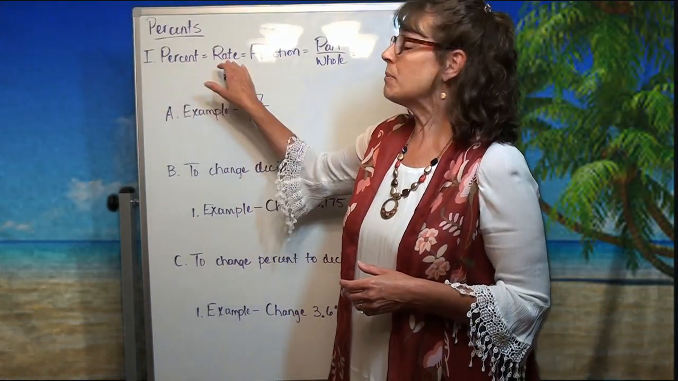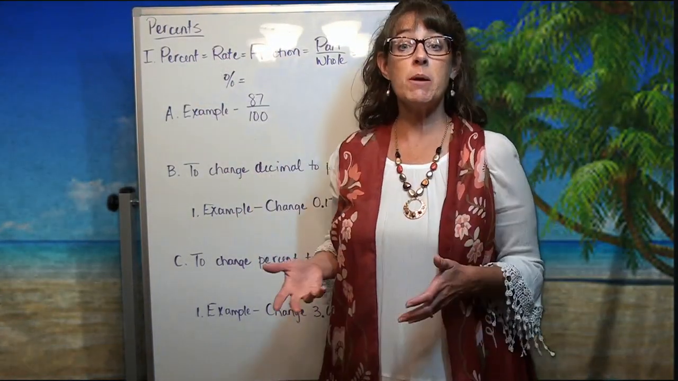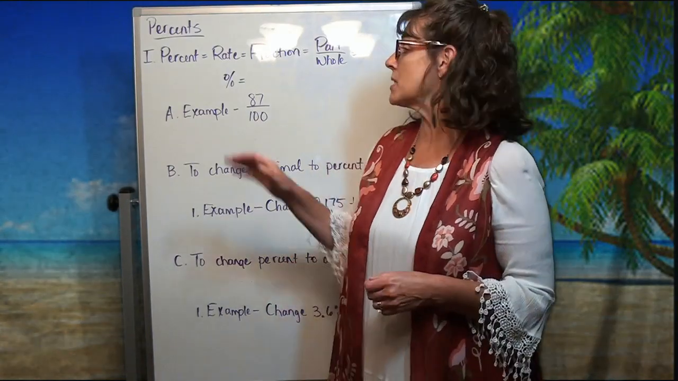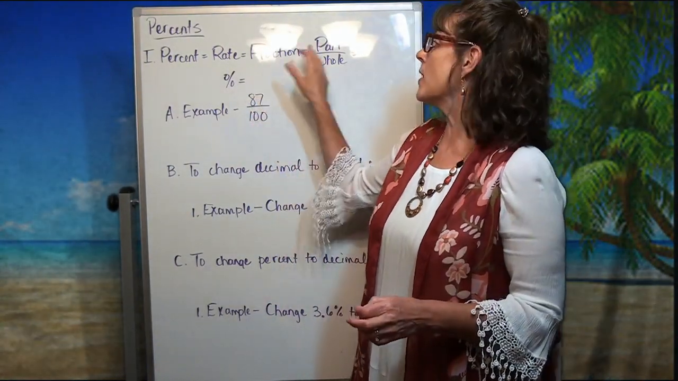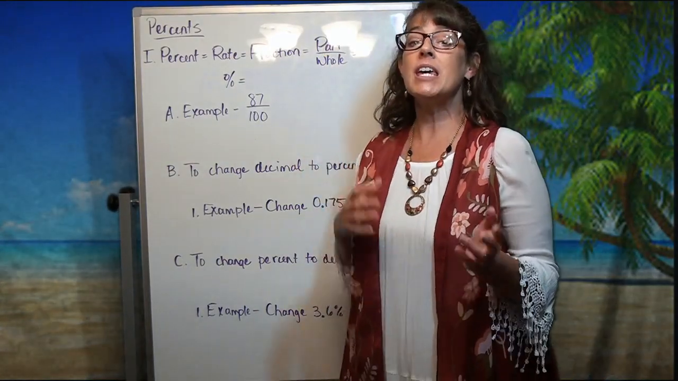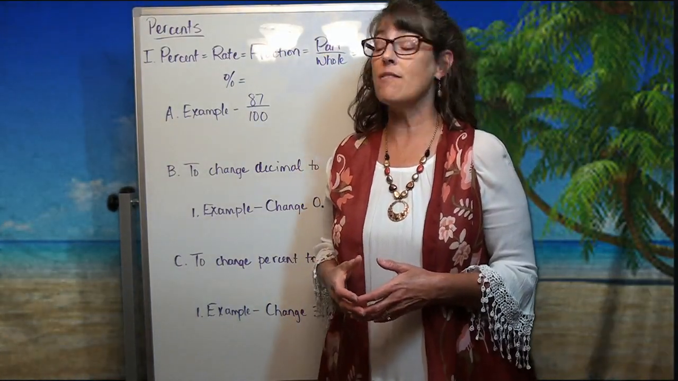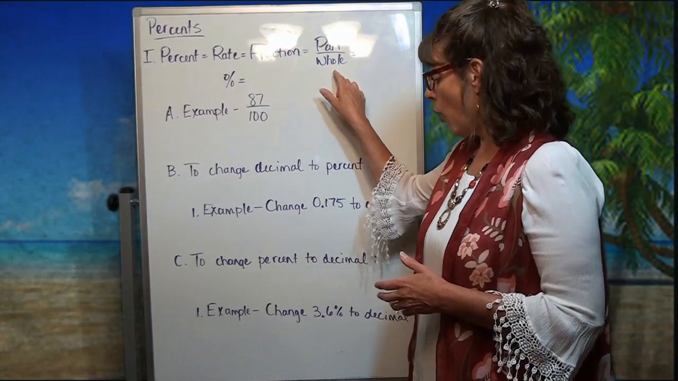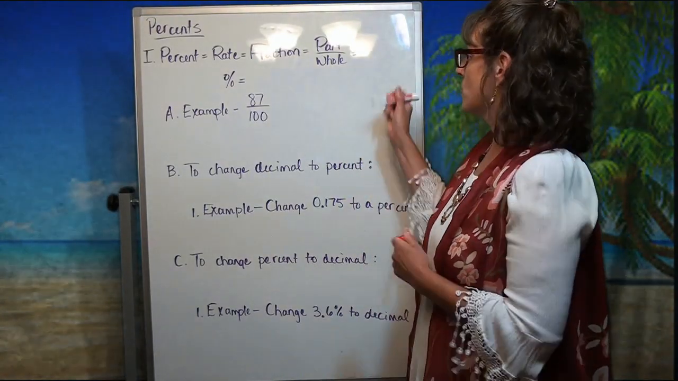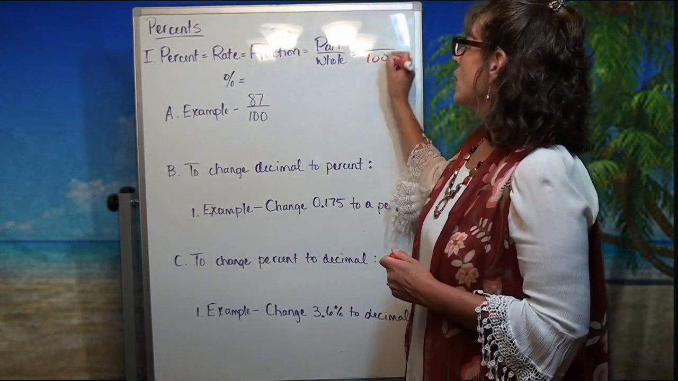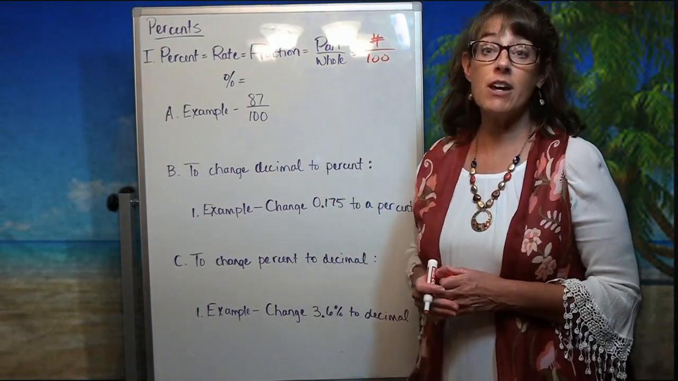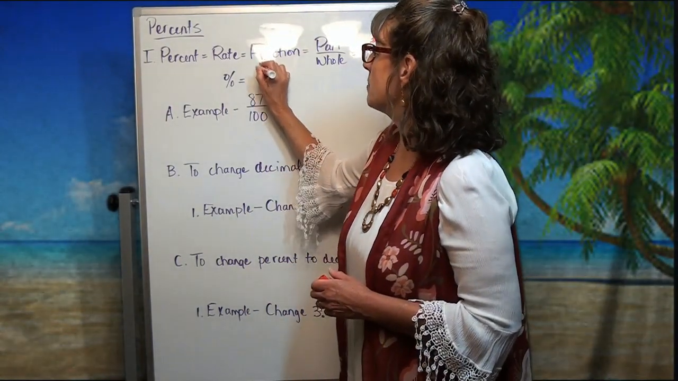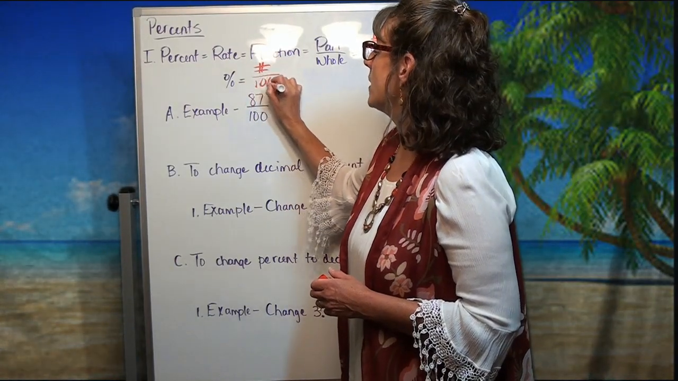A percent is simply a rate. And we've talked about rates before, that rates can be expressed as fractions. Fractions, we've talked about this before, are a part out of a whole. So the key here is that whenever you have a percent, the whole is going to be 100. So you will have a number over 100, and that is your definition of what a percent is. It's simply a number over 100.